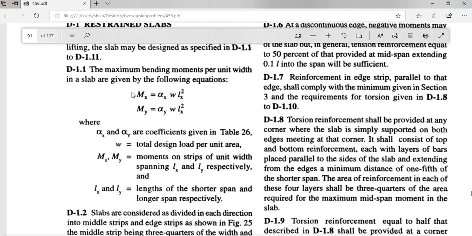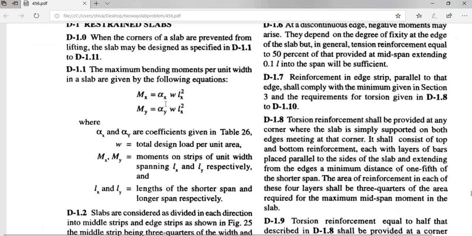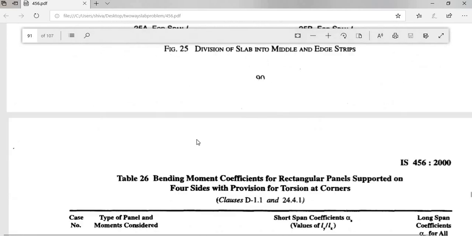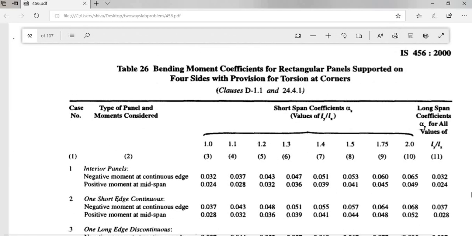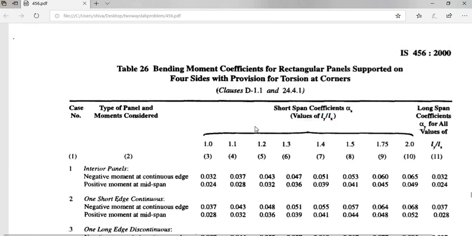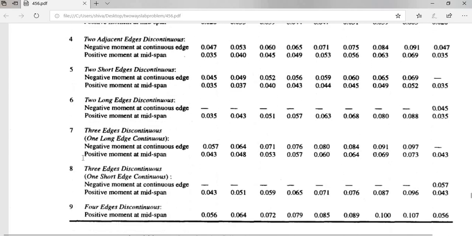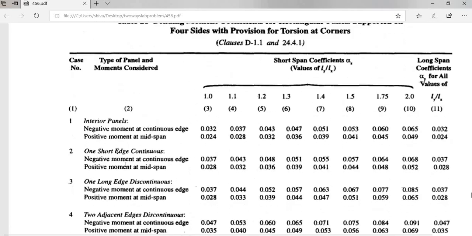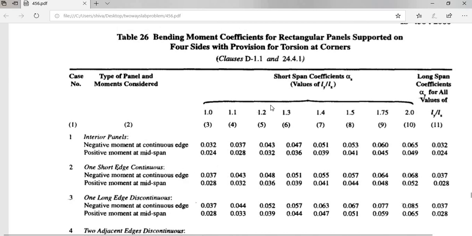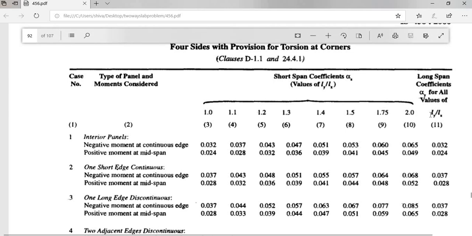Bending moments are calculated based on two expressions given in the code: Mx is alpha x into w into lx effective squared, and My is alpha y into w into lx effective squared, wherein these alpha x and alpha y values depend on the ly effective to lx effective ratio for various end conditions, which are 9 in total for a two-way continuous slab. If you closely observe, short span coefficients are given for various ratios of Ly by Lx, and alpha y is constant for all values of the Ly by Lx ratio.